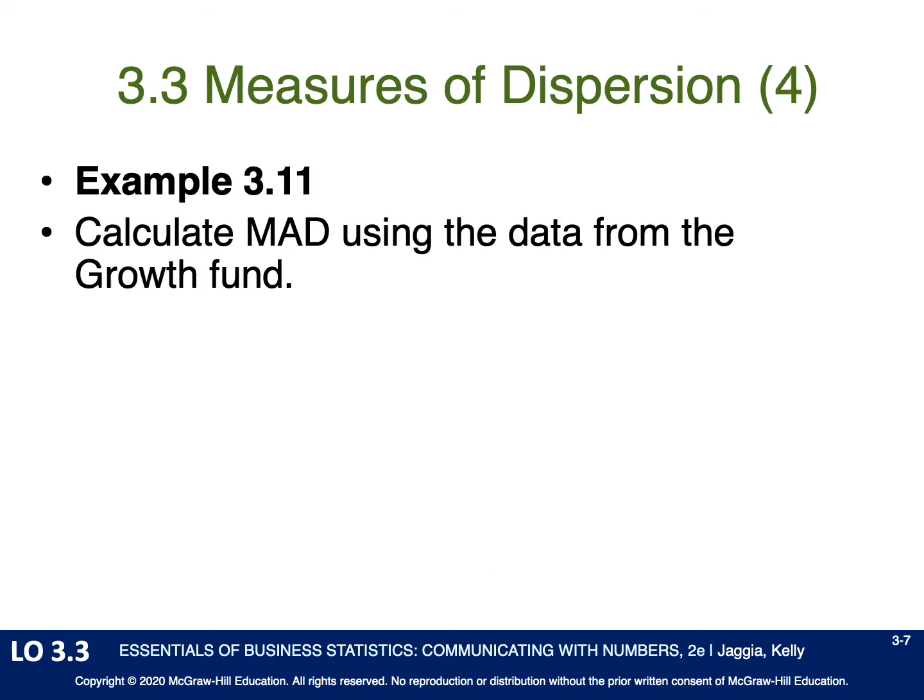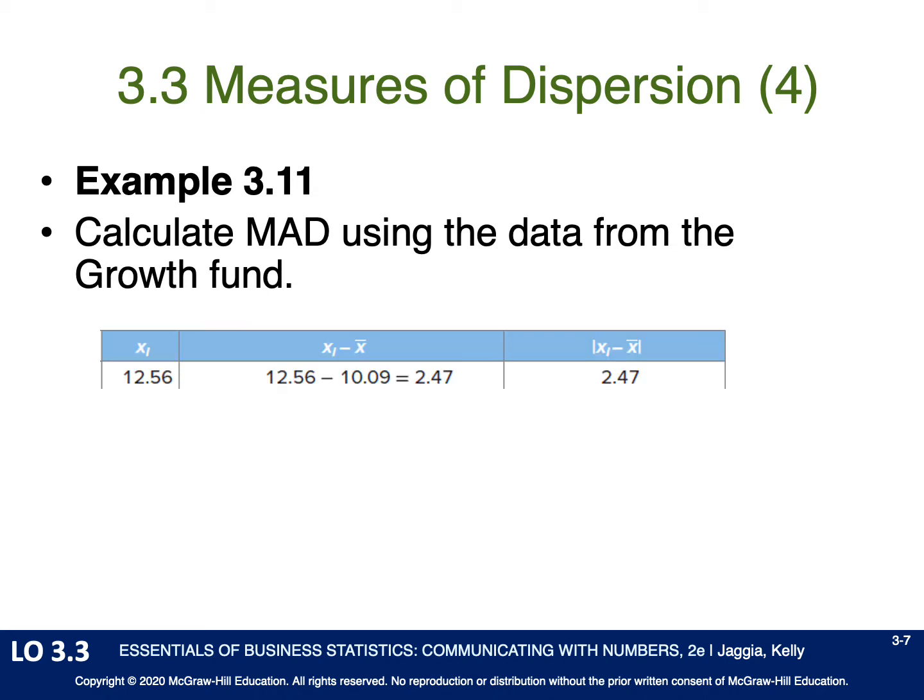Now we're going to look at calculating this in Excel, but let's walk through how we calculate it by hand, just so we have that fundamental knowledge. If we're looking at the growth fund, the first thing we're going to do is take the observation. The first observation that we have is a return of 12.56. We already know that our mean is 10.09 because we calculated that in the first video. So the difference between the observation and the mean is 2.47, and the absolute value is again 2.47.